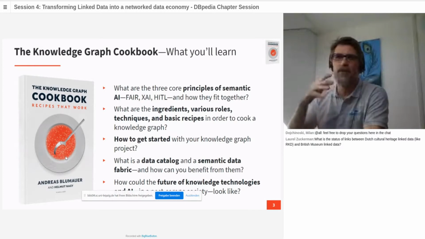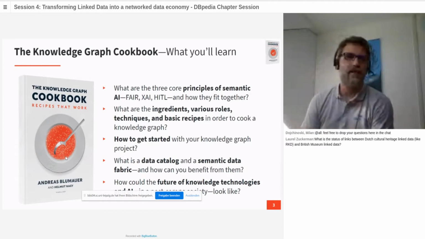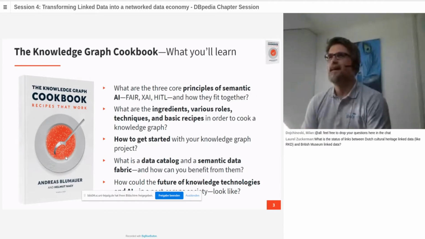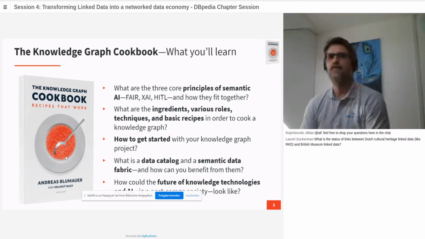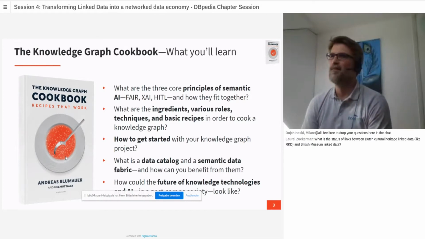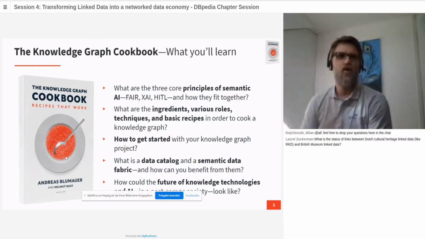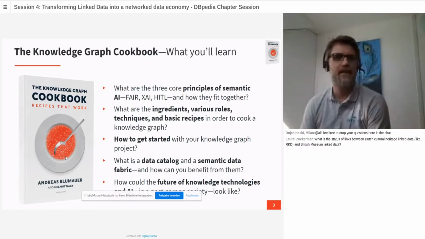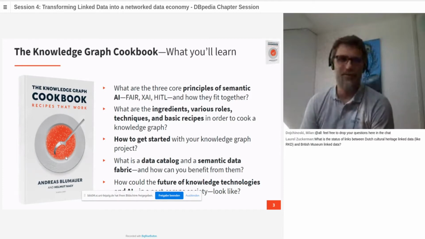And this is a little bit the overview, what you can learn inside. So it's all around the principle of semantic artificial intelligence, as we call it. And here we have three principles that play together. One is the FAIR principles that lots of you know, I guess. Then the second one is explainable AI. So how can we avoid black boxes and really make transparent artificial intelligence? And the third one is the human in the loop and how they fit together. So this is one of the big topics in this book. The second one is what are the ingredients, the various roles, the techniques, and the basic recipes that you need to cook a knowledge graph.